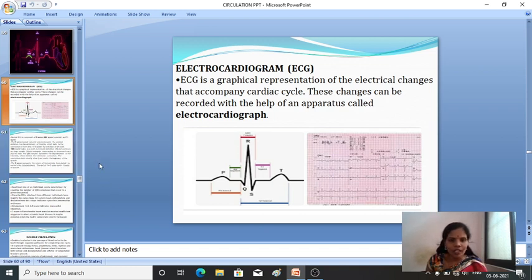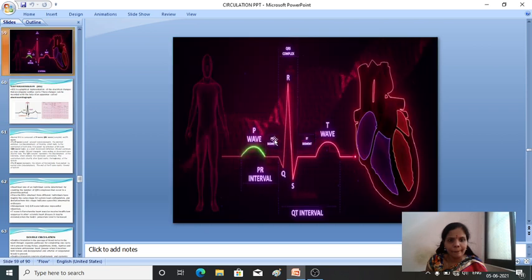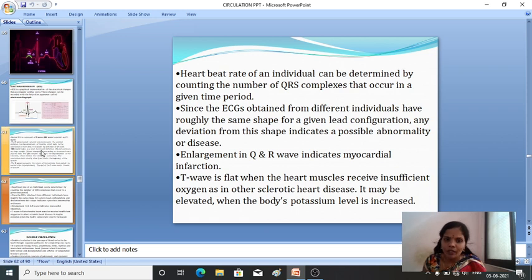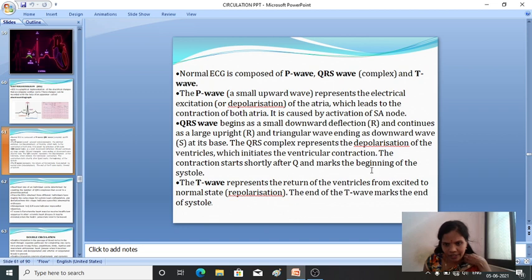This is the P wave, then this is the QRS wave, the more complex wave, then this is the T wave. Here depolarization of auricles will take place, here depolarization of ventricles will take place, and in the T wave, repolarization of ventricles will take place at the end. The T wave represents the return of the ventricles from the excited to the normal state, that is, repolarization. The T wave makes an end of the systole.